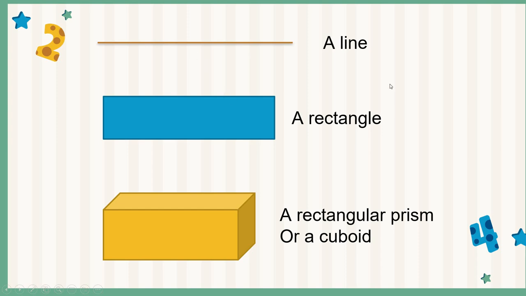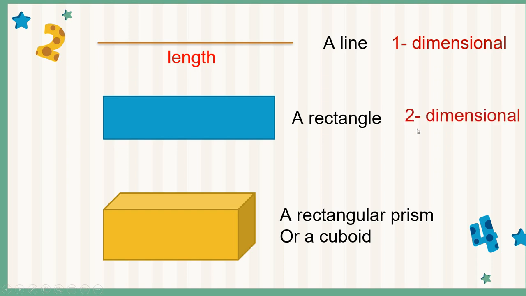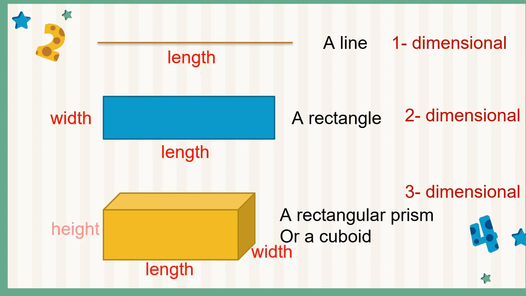The line here, I can call it a one-dimensional shape. Why? Because it has just one dimension, which is length. What about the rectangle? The rectangle, I will call it a two-dimensional shape because it has two dimensions, which are length and width. And in the case of a rectangular prism or a cuboid, I will call it a three-dimensional shape. Why? Because it has length and width and height.